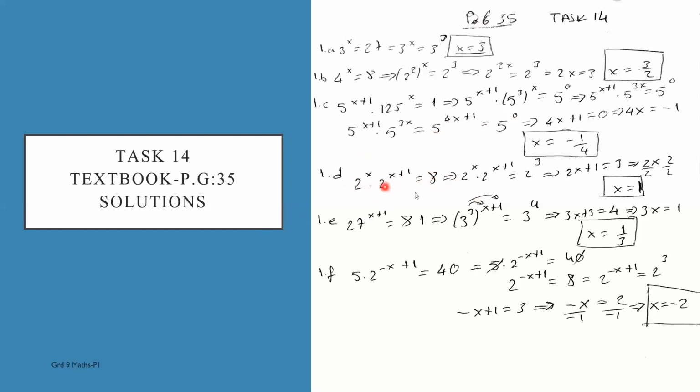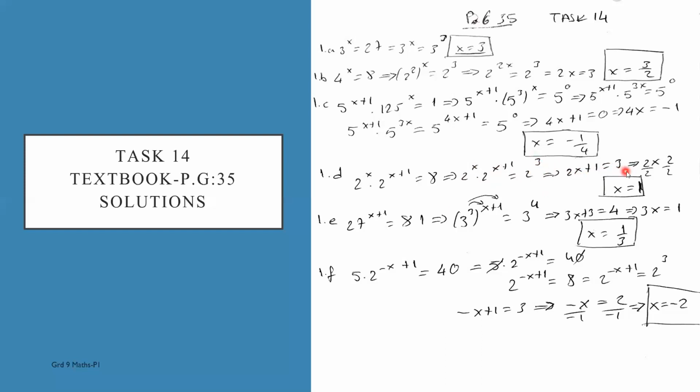So all my bases will be the same, then I can work with the exponents. Right, so 2 to the power of x times 2 to the power of x plus 1, the same base, we add the powers, so x plus 1, equals 2 to the power of 3. So 2x plus 1 equals 3, guys. Remember, multiplication, we add the powers, x plus x plus 1 is 2x plus 1 equals, right? The power is 3 here.